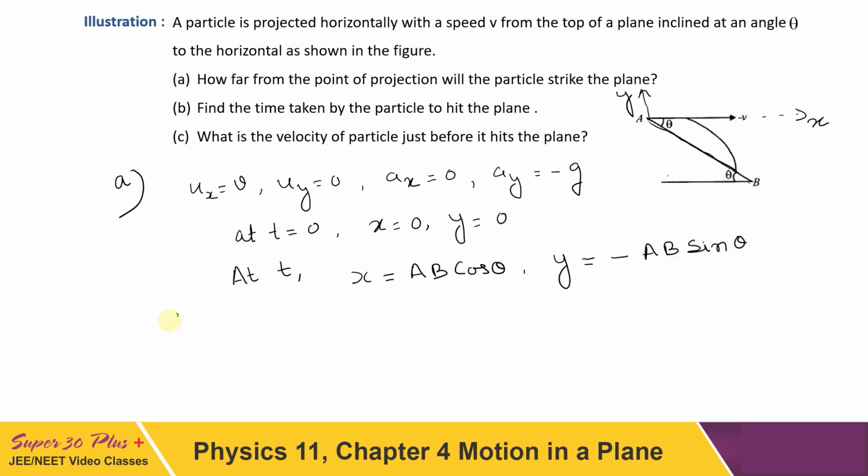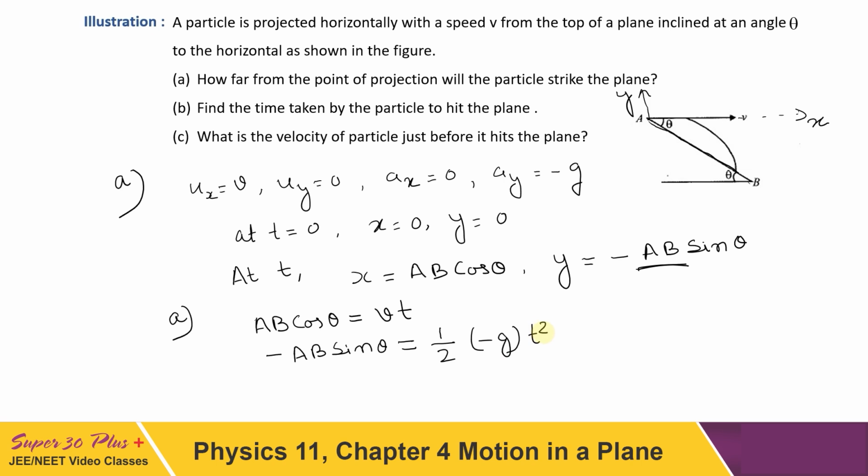Now first it is asking when the projectile will strike the plane. So this is asking for the value of AB. AB cos theta can be written as vt, as there is no acceleration in horizontal direction. So directly AB cos theta will be equal to vt. And for y-axis, of course with negative sign because it is coming down from the origin, minus AB sin theta is equal to, initial velocity along vertical being 0, directly half minus g into t square.